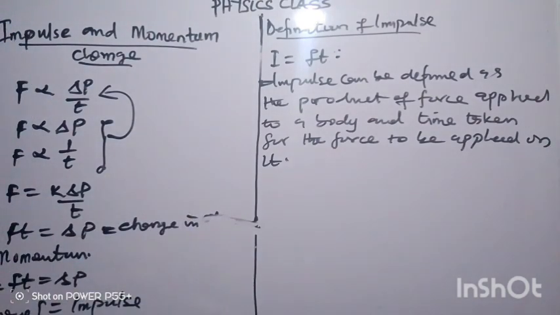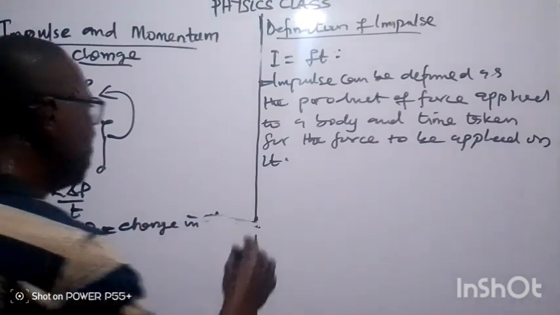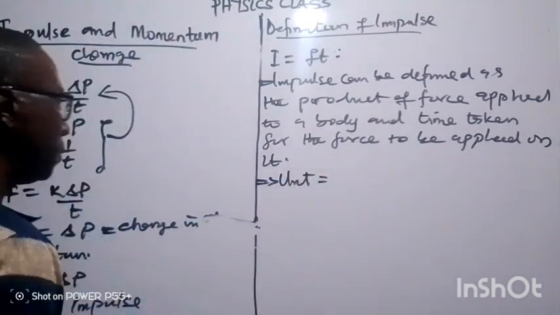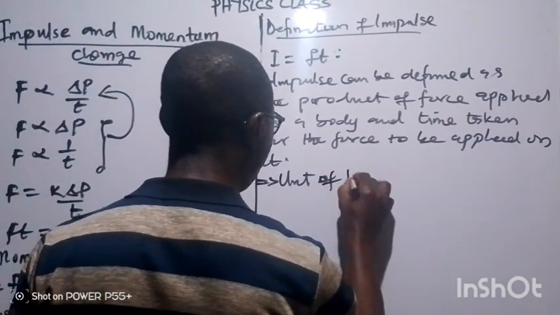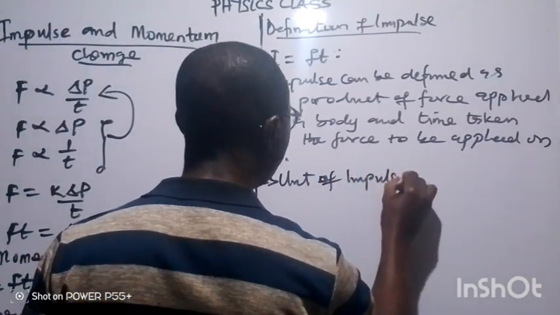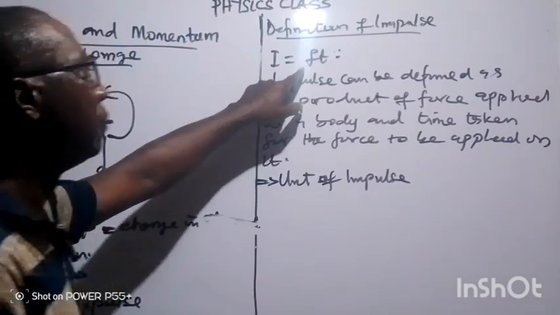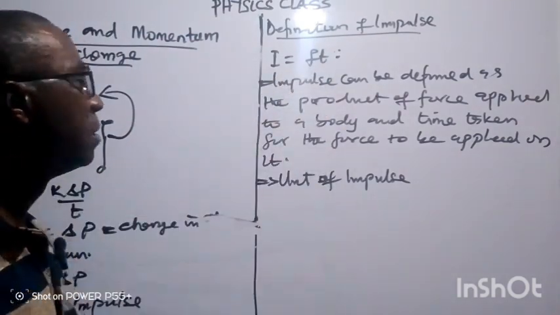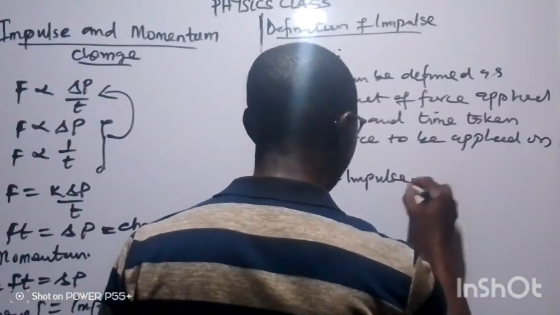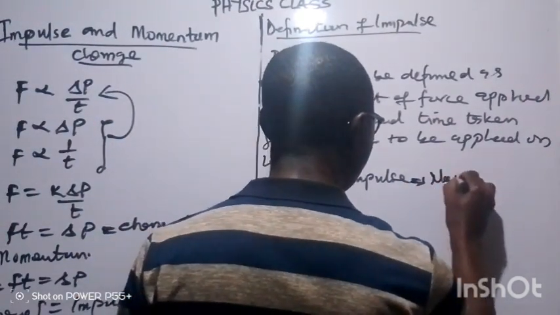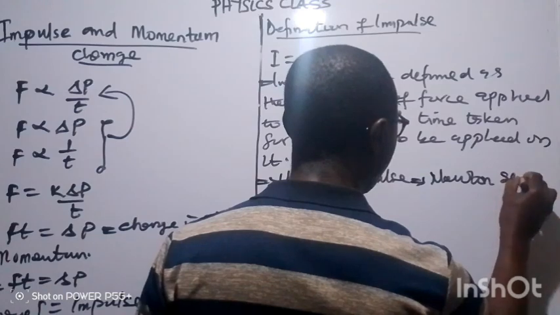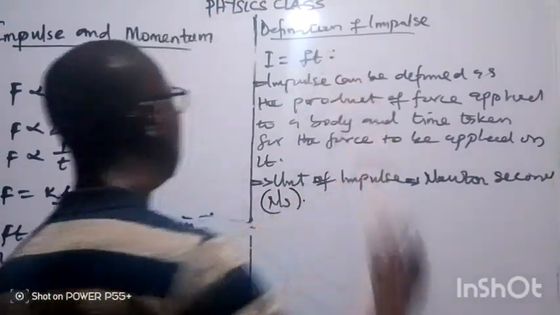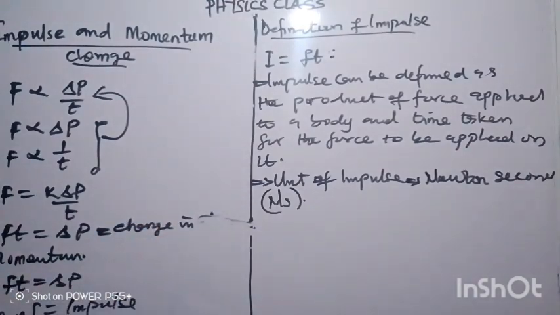And from this one, we can say the unit of impulse, since the unit of force is Newton and that of time is second, can be Newton second. That is Ns. That is from this first definition.